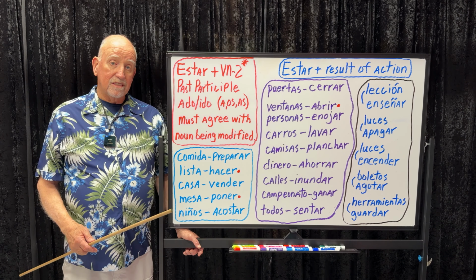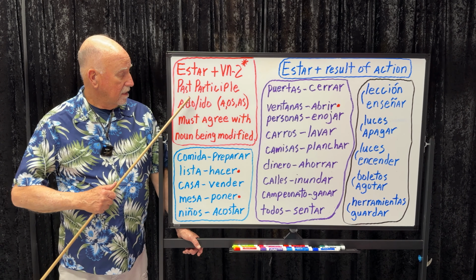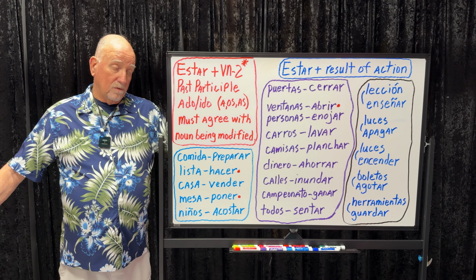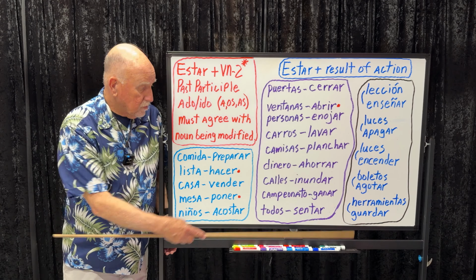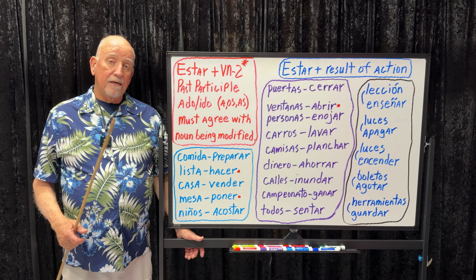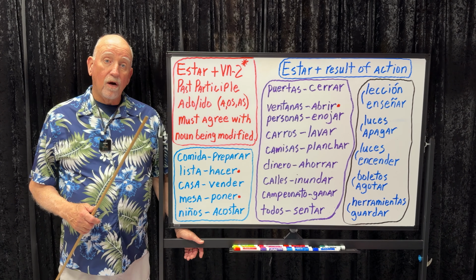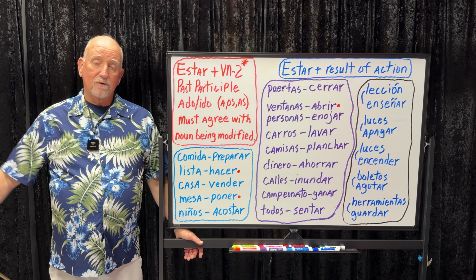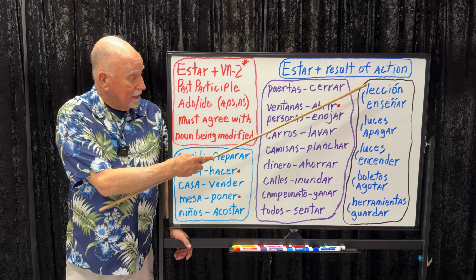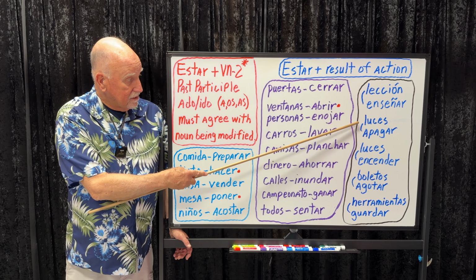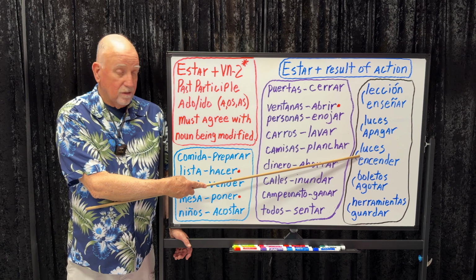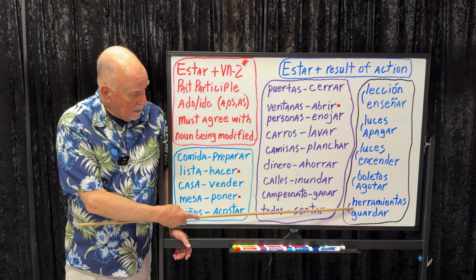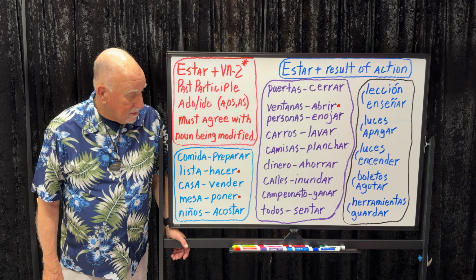The tickets are all sold out. Los boletos están agotados. The tickets are sold out. Los boletos están agotados. The tools are put away. Las herramientas están guardadas. Ya están guardadas. They're put away. So again, la lección está enseñada. Las luces están apagadas. Las luces están encendidas. Los boletos están agotados. Y las herramientas están guardadas.